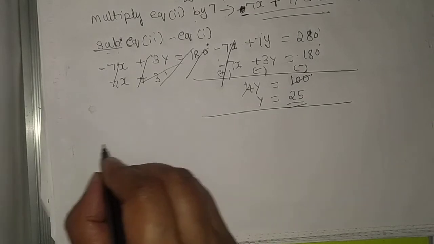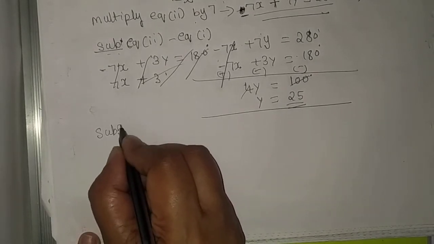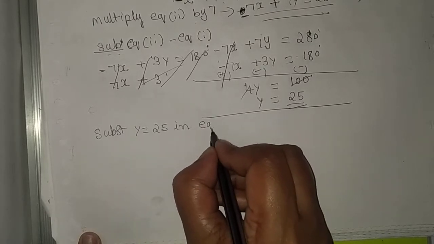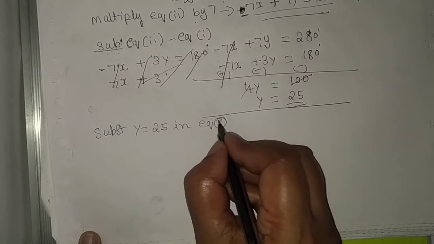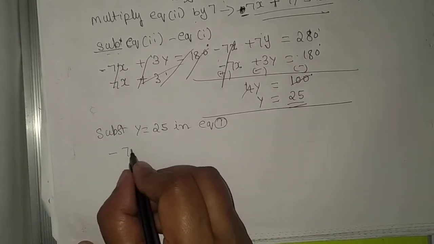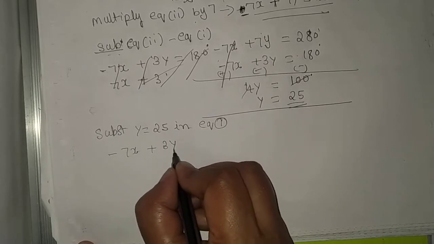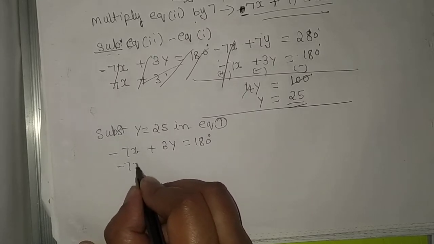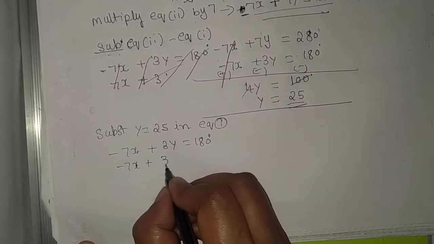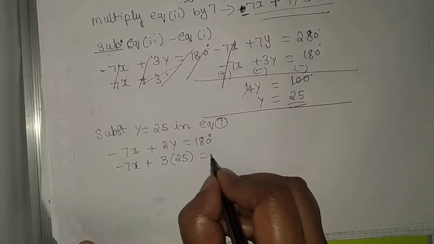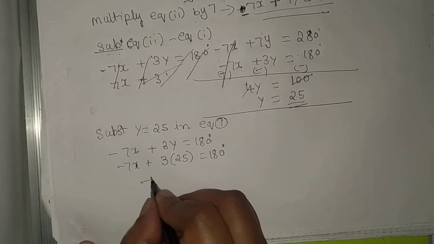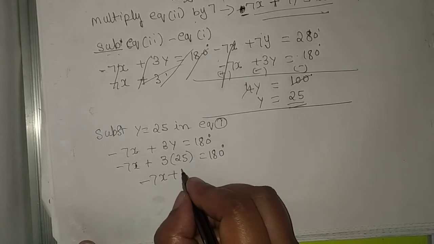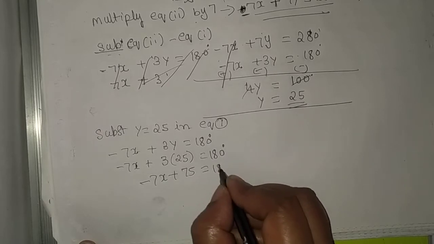Next step is to substitute y is equal to 25 in equation 1. So what is equation 1 here? That is minus 7x plus 3y is equal to 180 degrees. So we'll take this: minus 7x plus 3 into 25 is equal to 180 degrees. Therefore minus 7x plus 3 into 25, which will become 75, is equal to 180 degrees.